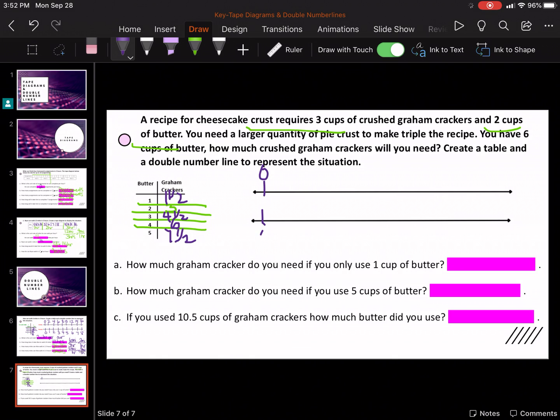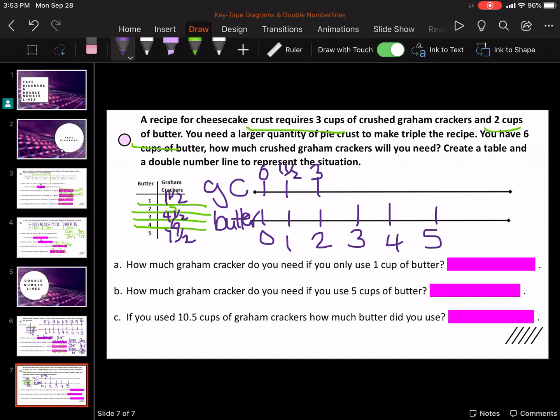So, again, 0, 0, it's going to be butter on the top, graham crackers on the bottom. I think I'm going to do it the other way around. X first. X goes before Y. So graham crackers, and then butter. I'm going to do 1, 2, 3, 4, 5. And then it's 1 1/2 or 1.5, 3, 4 1/2, 6, and then 7 1/2.